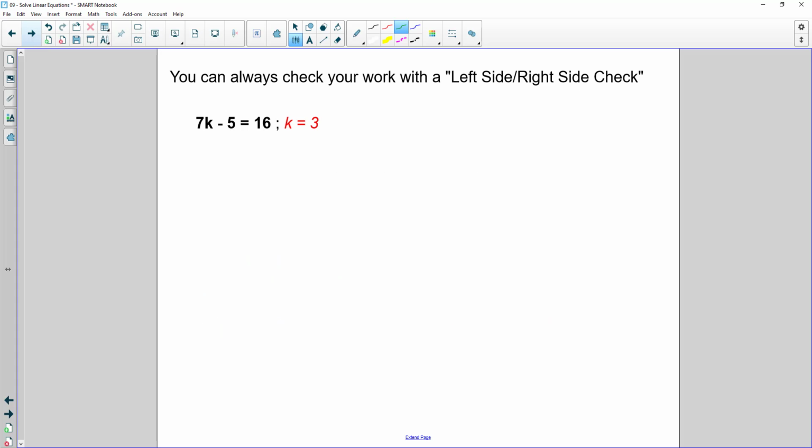Okay. Now, if we want to make sure we've done this correctly, we can do a formal check. And when we do a formal check, we're going to break our equation into left side and right side. So here is one of the examples from the previous slide. 7k minus 5 equals 16. We already solved this and saw that it was 3. So let's go ahead and do a formal check to make sure we're doing this correctly.